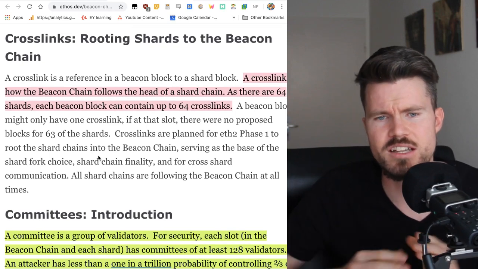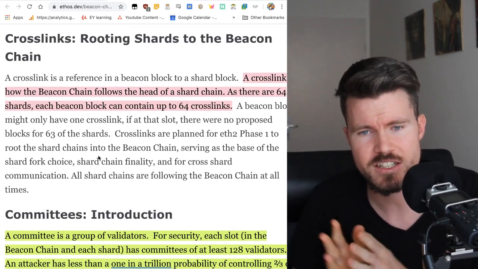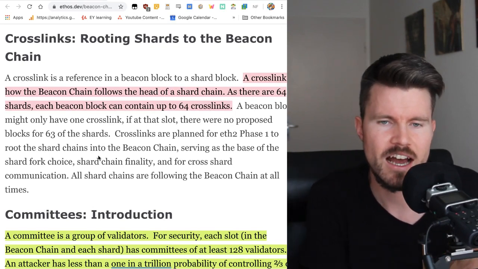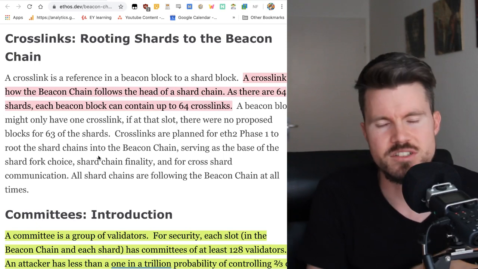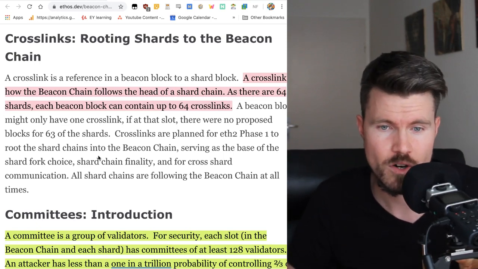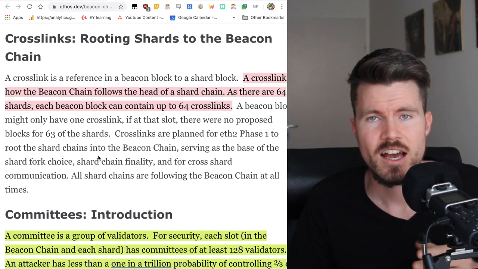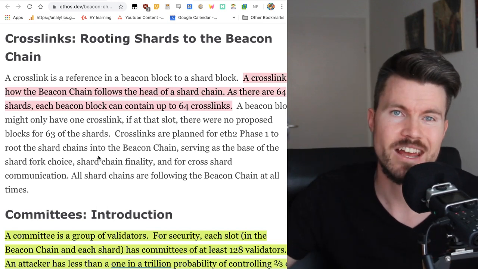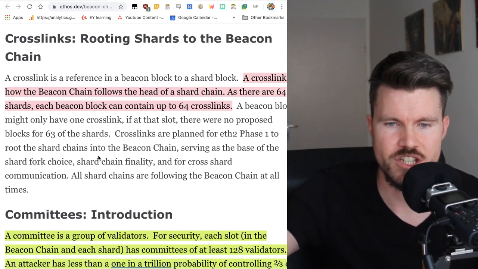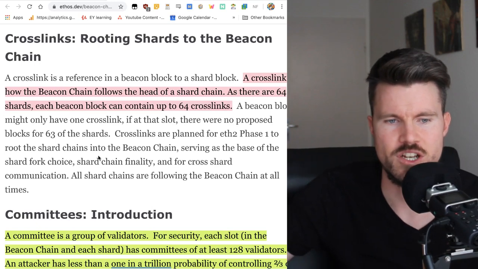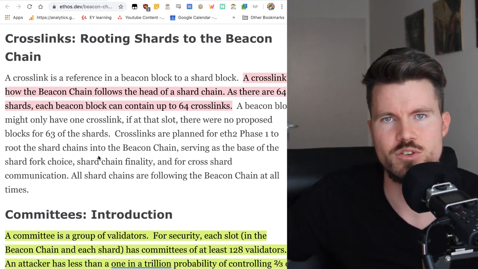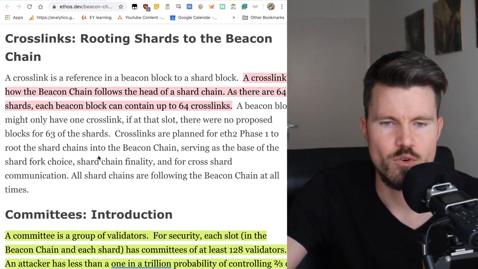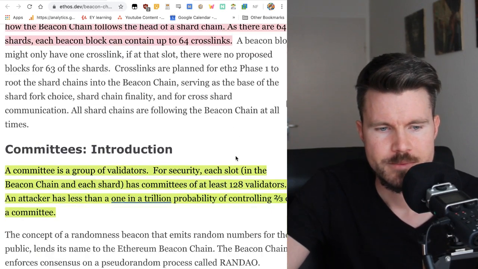So crosslinks, routing shards to the beacon chain is very important because of how the beacon chain and the shard chains work. This crosslink is how the beacon chain can follow the head of the shard chain, as there are 64 shards and each beacon block can contain up to 64 crosslinks.